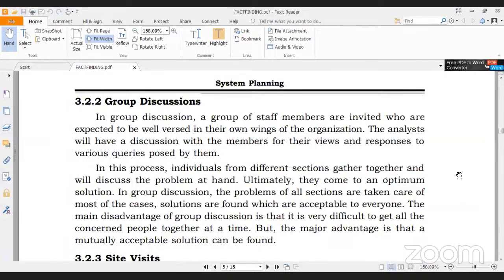Because let's say 10 experts are there, 9 may agree, 1 may not agree. And it is a normal happening, because you can't force your things into someone's mind. And the second disadvantage is that it is very difficult to get all the concerned people together at that time. All experts being available at one time is not possible.